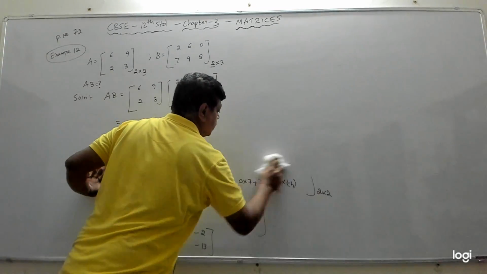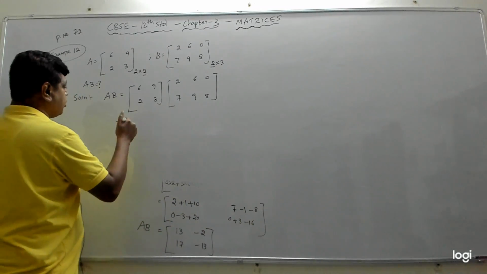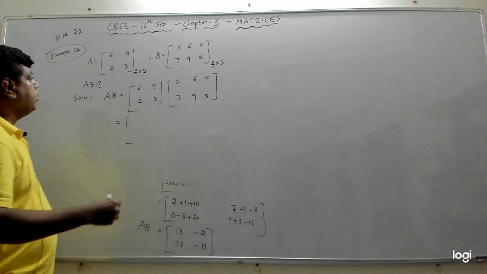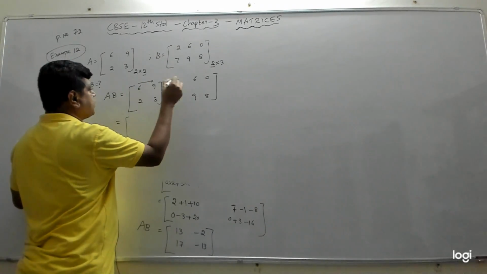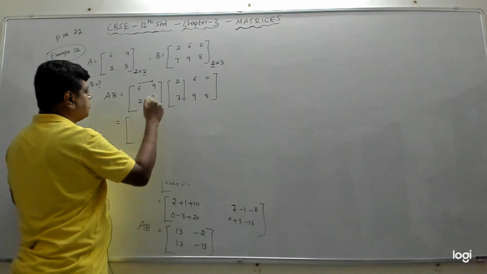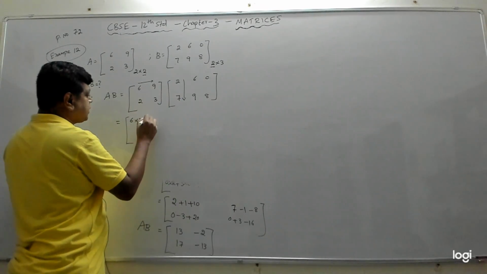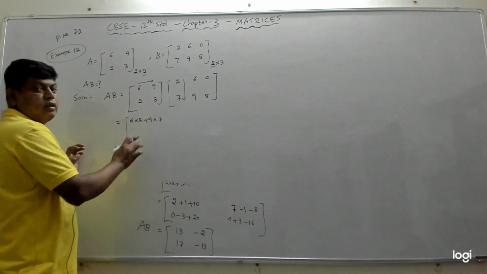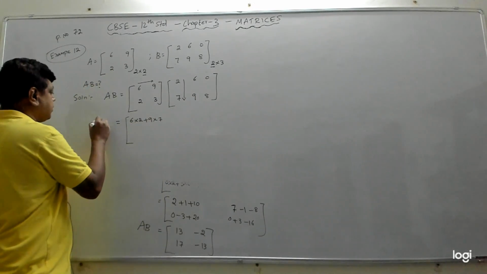Fine. So, now let's try to do the multiplication. How do we do the multiplication of the two matrices? We'll take the first row and first column, which means 6 into 2 plus 9 into 7. This will give you the first element of the resultant matrix, which is AB.